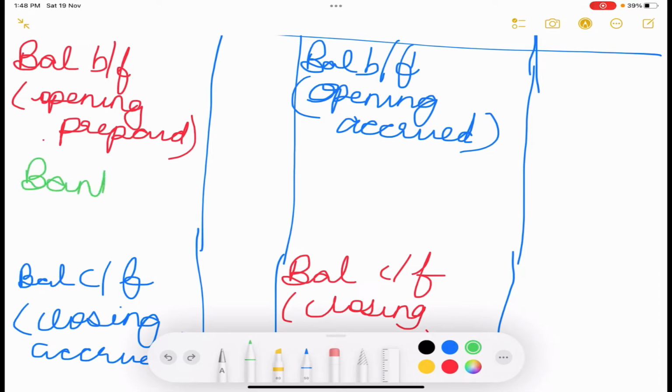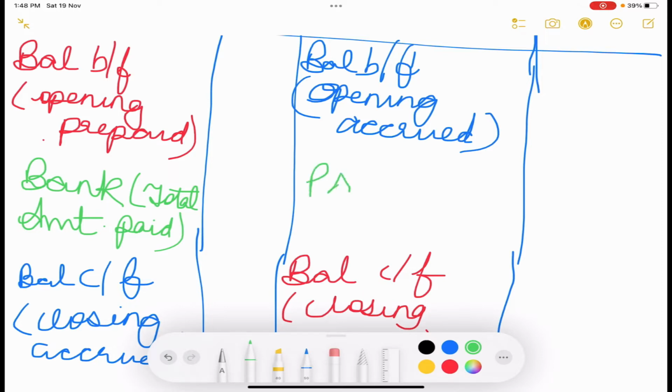We have bank over here. What is bank? Basically, the total amount which you have paid during the year, that will come on the bank side. Just a second. And on the other side we will be having P&L.